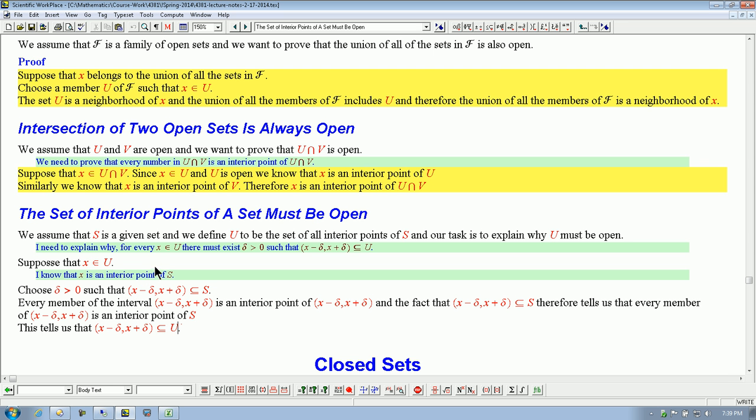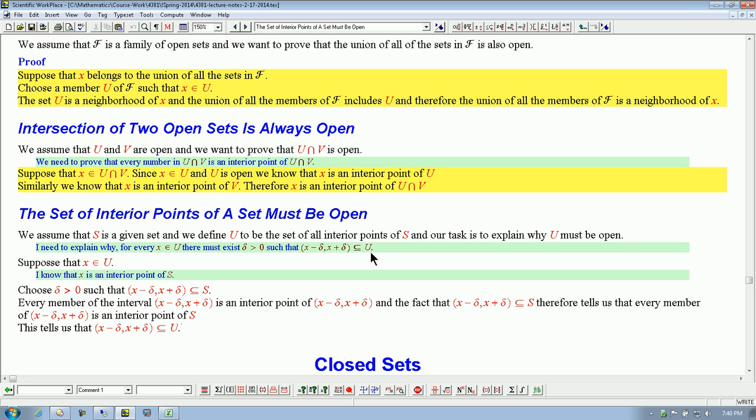I want to prove that the set of interior points of the given set S is open. So I need to prove that for every member x of U, x will be an interior point of U. That's my task. I'm going to spell this out. I need to explain why for every x in U there must exist delta greater than 0. I'm just thinking what interior point means. Must know the definition. I'm working with it. There must exist delta greater than 0 such that this interval is included in U.